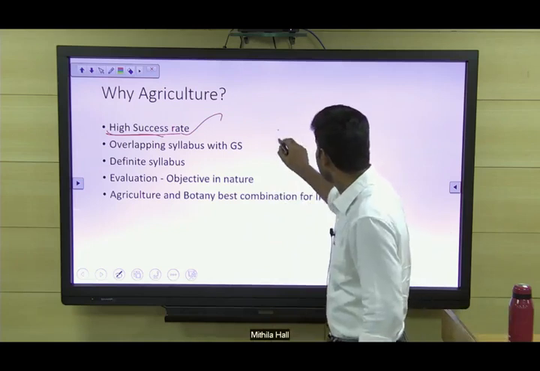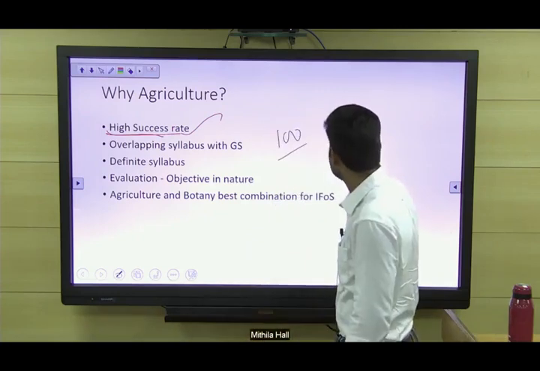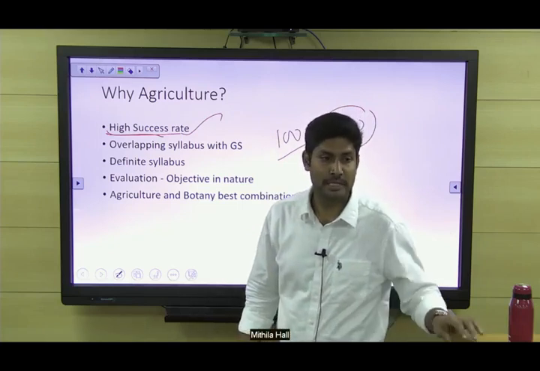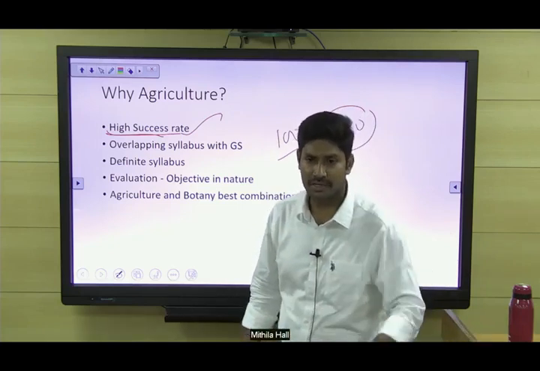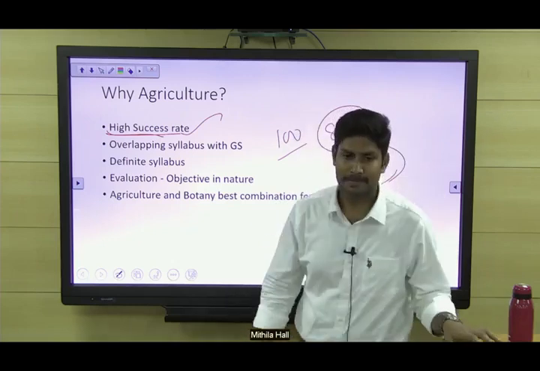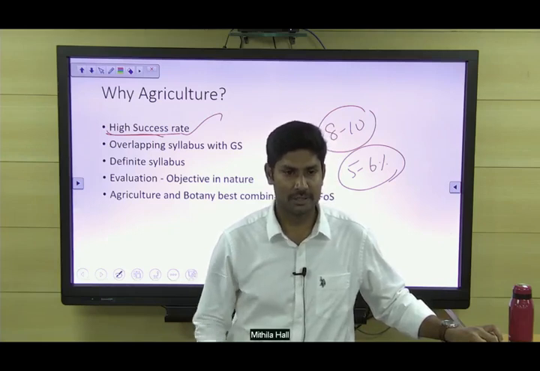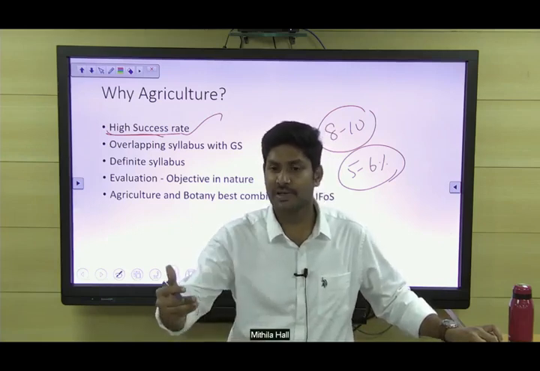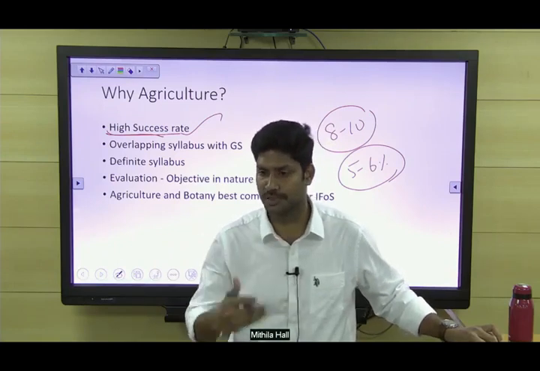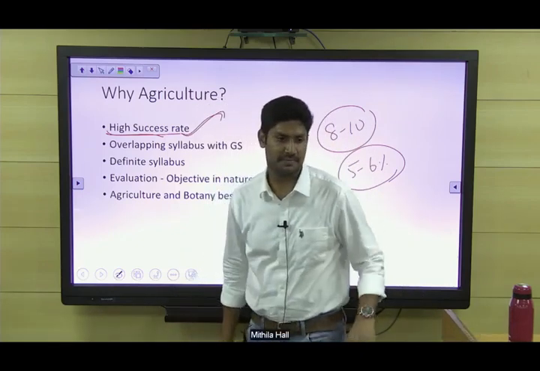For agriculture, every year approximately 100 students appear for the mains, and out of this, on average, 8 to 10 students clear the final examination. So almost 8 to 10% result. Whereas for the other optionals, the percentage is just 5 to 6%. In sociology it is around 7 or 8%. In geography it's very less, 5 to 6%. So 5,000 candidates appear for the mains and just 50 to 100 students clear the final result. So you should not see the actual number, you have to see the proportion. That's why I'm saying this is the optional with the highest success rate in UPSC among the major optionals.